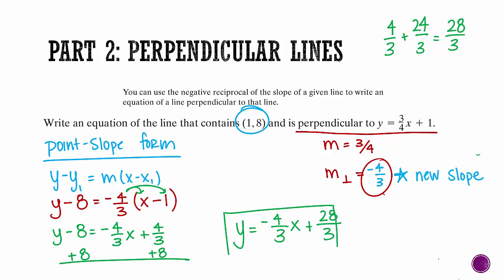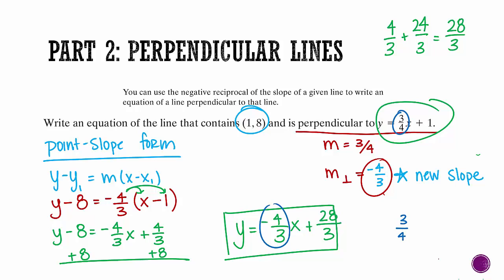And that's it. This line here is perpendicular to the line they gave us. And just like the parallel ones, we can check it. Take your two slopes, 3/4 from up here and -4/3 from here, and make sure when you multiply them together that it simplifies to -1.